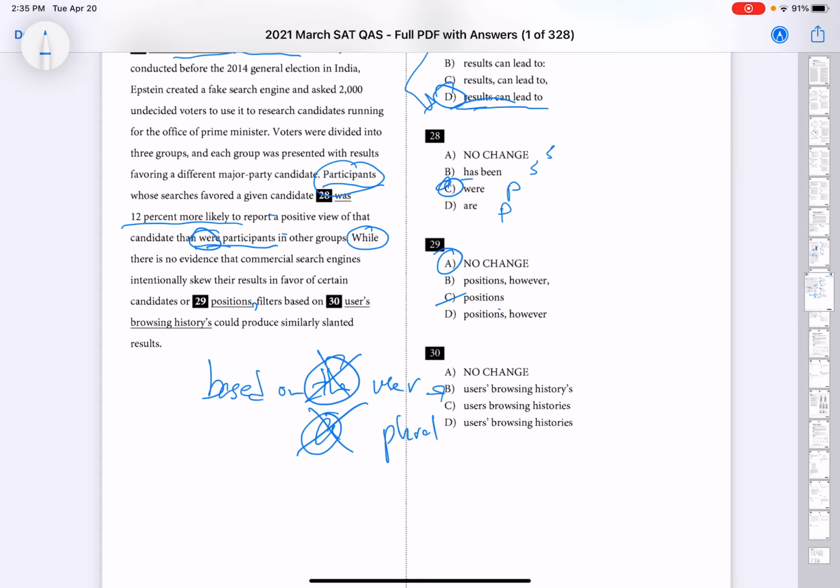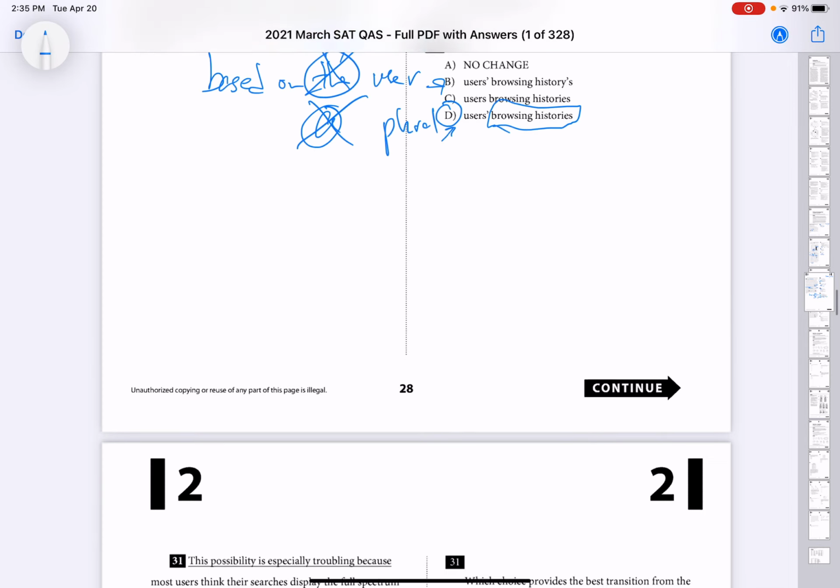So it's either B or D. "The users' browsing histories" or "users' browsing history." So it's not about something belonging to the histories. We're just talking about the users' browsing histories, the histories as a noun over here. So the answer for 30 should be D.